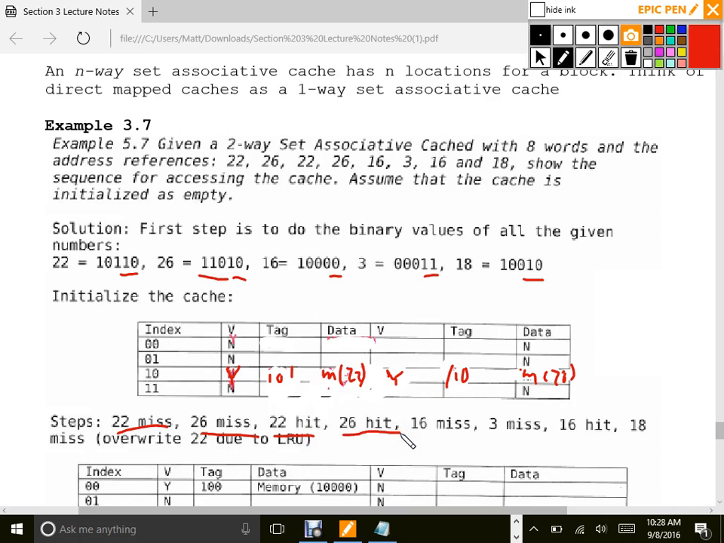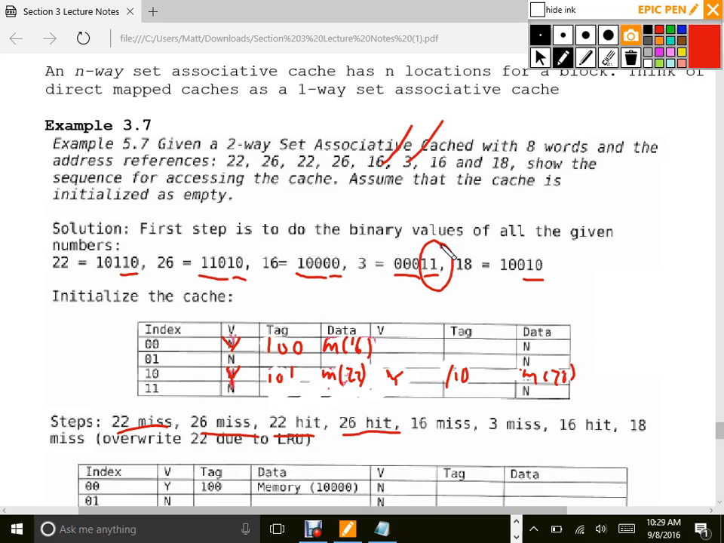16 is a miss because it's 0, 0. We change this to yes. Our tag is 1, 0, 0, so this becomes 1, 0, 0. And then data is memory 16, right? So we're here, 3 is 0, 0, 1, 1, right? So our tag is the last 2. Previously in direct, it was 3, right? And so what we're doing is we're splitting it up into 2 and associating the last 2 with the tag, right? Does that make sense? I'm happy to explain it if there's confusion.